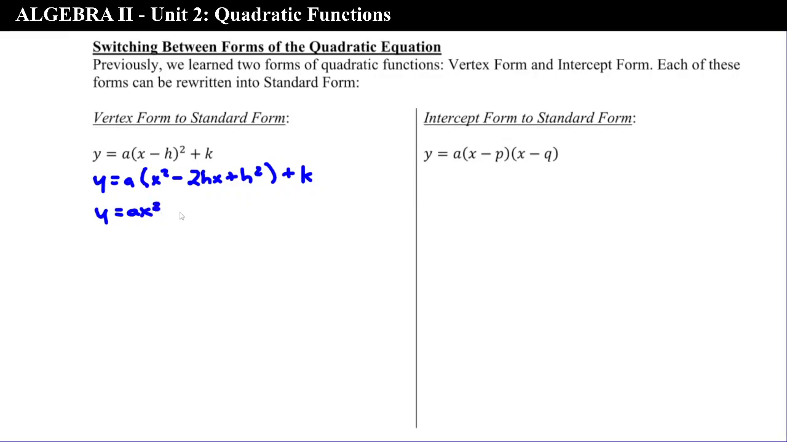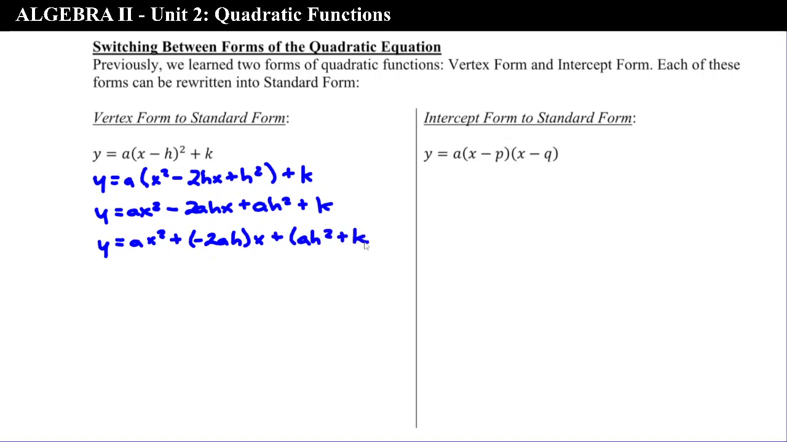So we have ax squared minus 2ahx plus ah squared plus k. And you'll notice right here in the front, we've already got ax squared, which is the first part of our standard form. So now we're going to pull the rest of it out, and we're going to do that by grouping things a little bit. So if we group things, we can have ax squared plus negative 2ahx plus ah squared plus k.